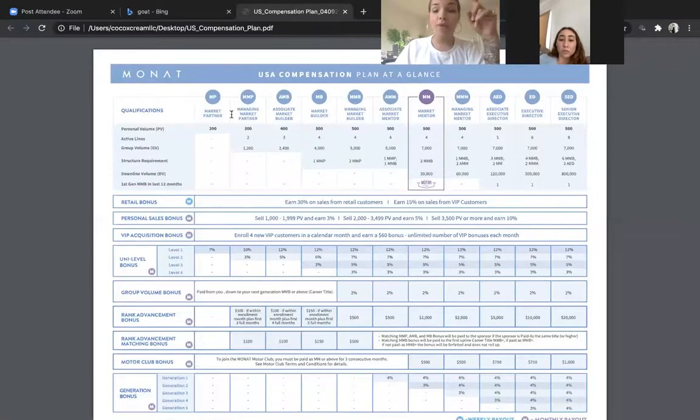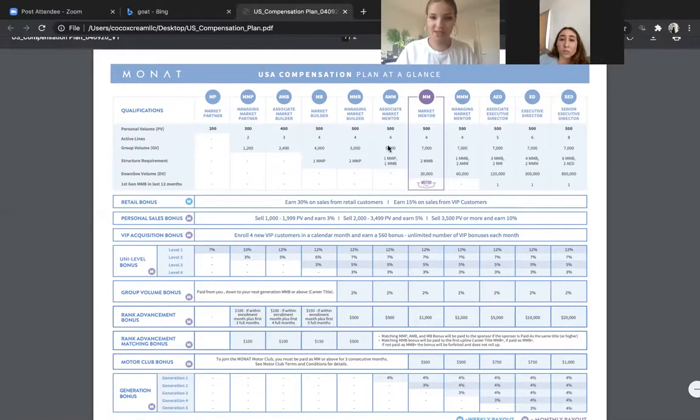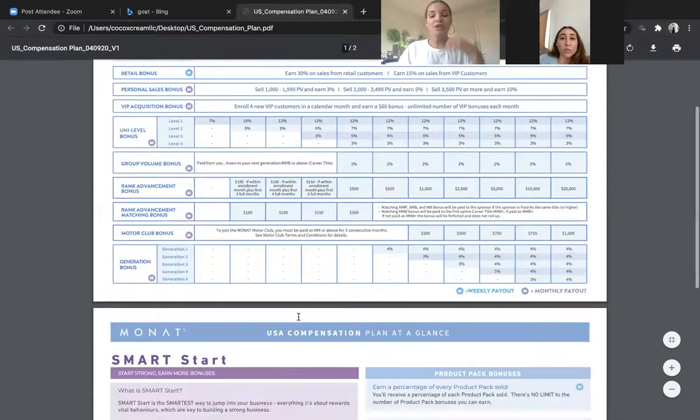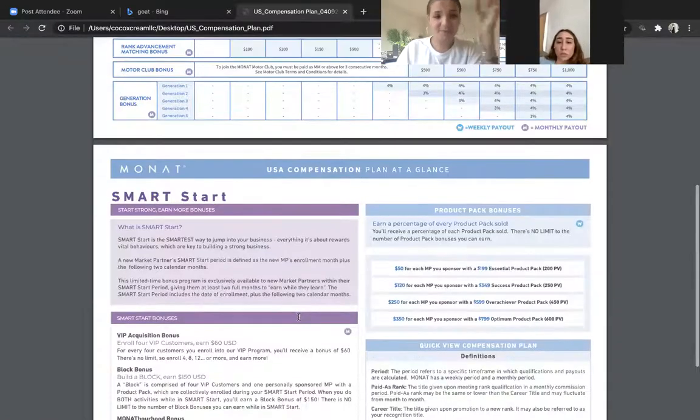Because you're my level 1, when you hit MMP and get a $100 bonus, so do I. When you hit A and B, I also get a $100 bonus. When you hit MB, I also get a $150 bonus. When you hit MMB, I also get a $500 bonus. So making your business duplicatable is huge. And think about it for yourself when you have generations, all that money that's going to be coming in. Okay, sis? So now back to Smart Start.